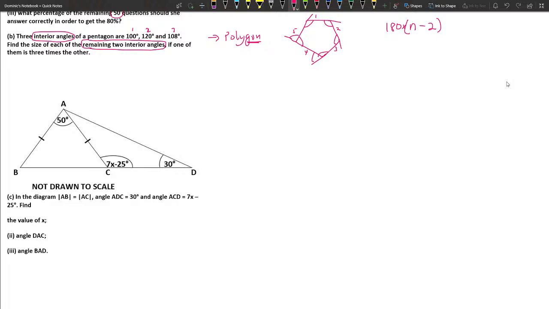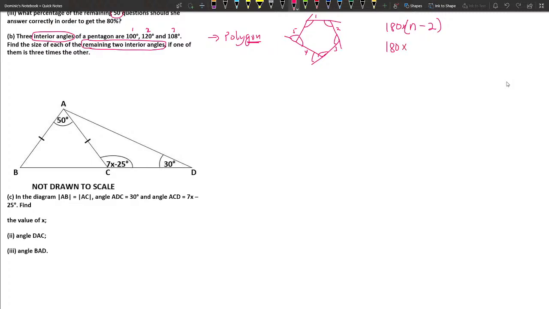Now what is n? n is the number of sides of the polygon. This time around, they didn't give us the number of sides of the polygon, but they gave us the number of angles in the polygon. When you study the question carefully, it was not stated directly that it has 5 interior angles. They stated 3 and then they said the 2 remaining. So when we add all of them, we should know the number of interior angles. In this case, 3 and then 2 remaining means 5. So n is equal to 5.